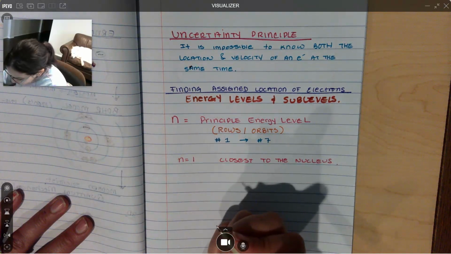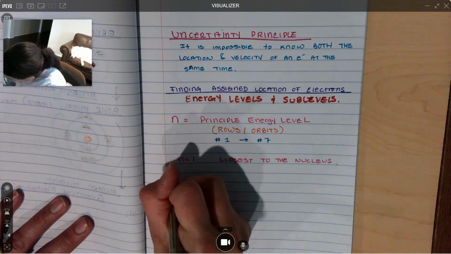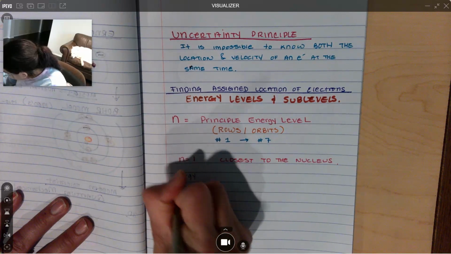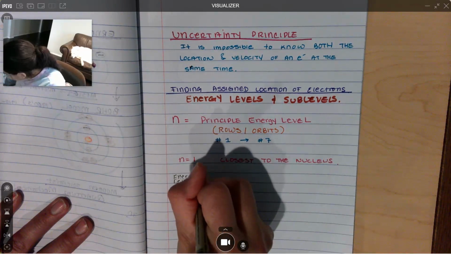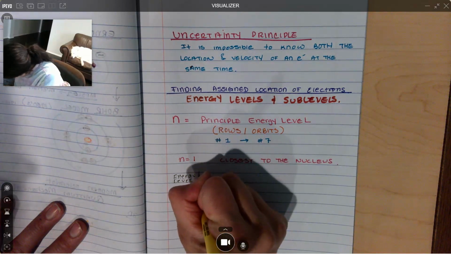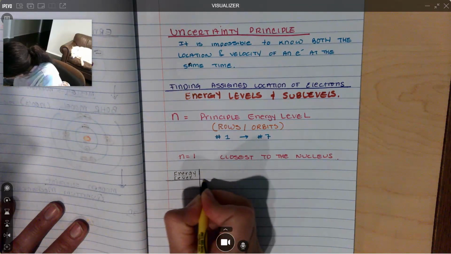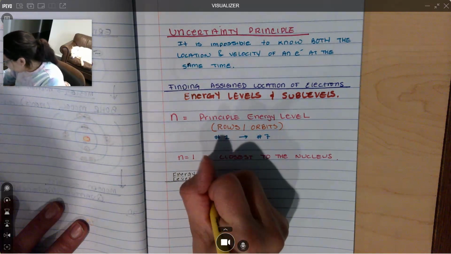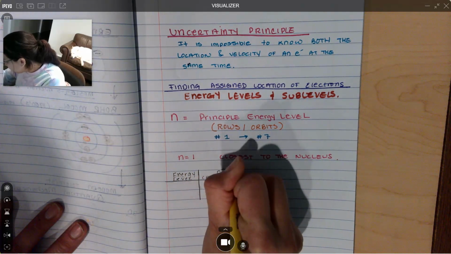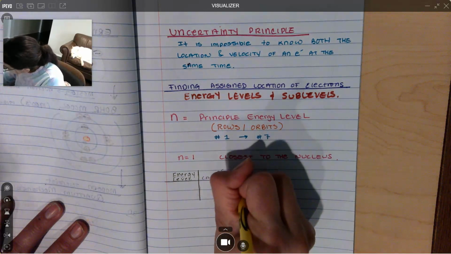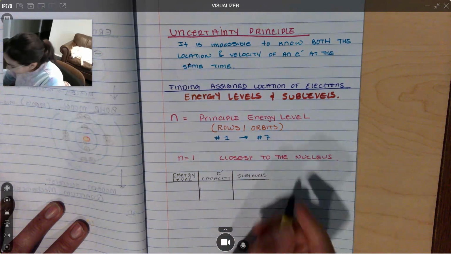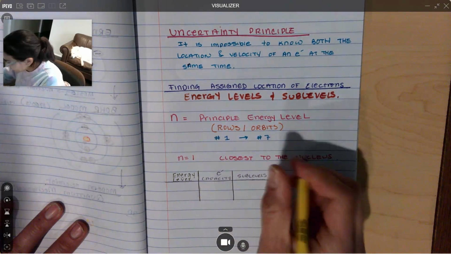We're going to make a quick little chart. Okay. So I'm going to have energy level here. So energy level. We're going to have electron capacity. That means how many electrons can it hold? Sublevels. And number of orbitals.